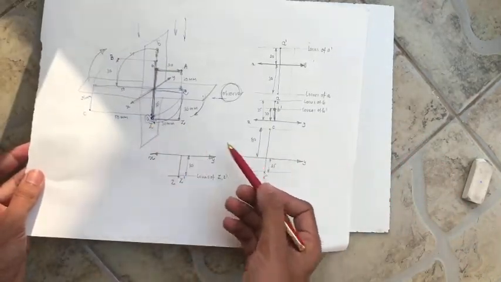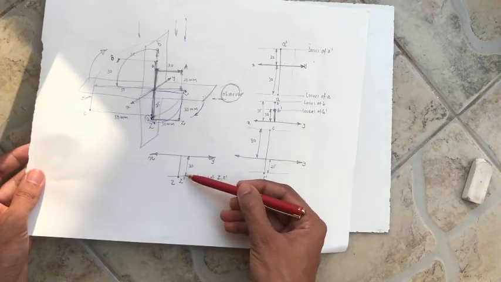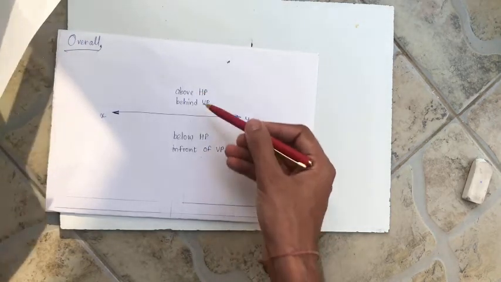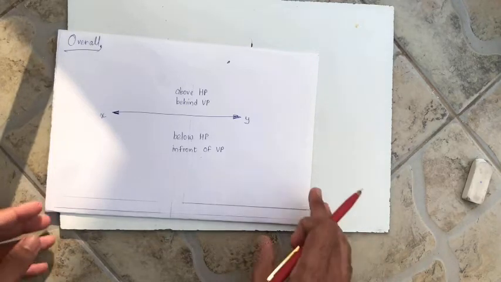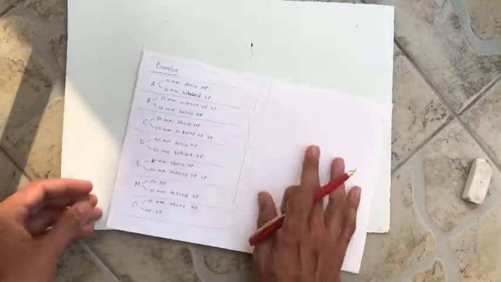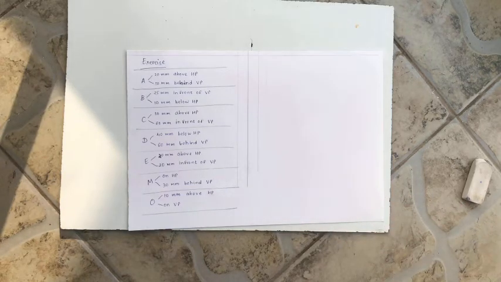You can consider any example. Let's say in the fourth quadrant, it is given below HP, in front of VP. See, below HP, in front of VP. So generalize. You have to remember this thing without imagination in 3D. So it's easy for you. So it's the overall conclusion to remember. Now consider these examples. So try these examples by yourself by pausing this video, and after this, solutions of these examples are given. So let's solve by yourself and pause this video.